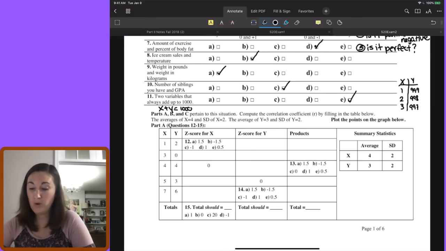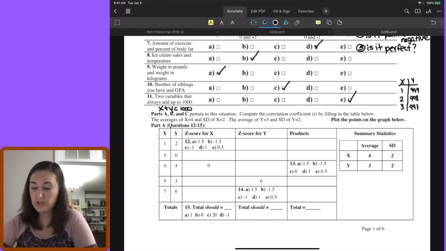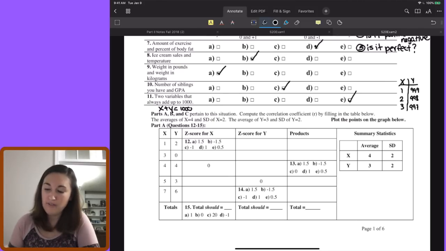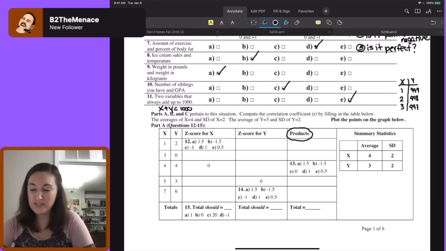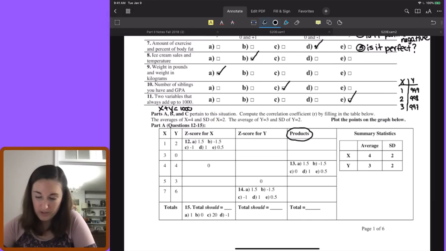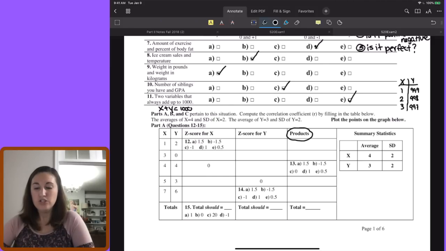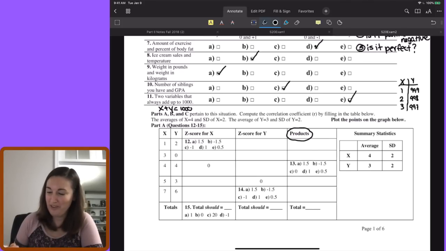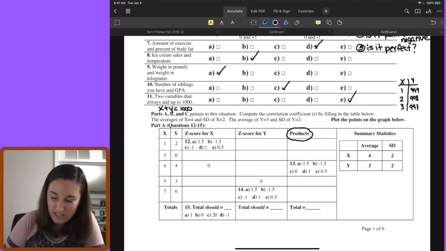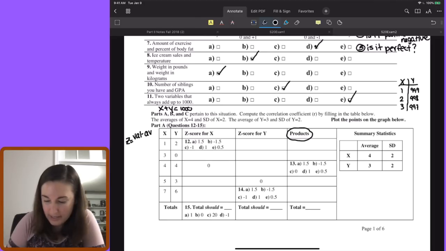Let's do your number 12. So in order to find the correlation coefficient, which is the average of the products, we can find all of the products of the z-scores and add them together and divide by, let's see, how many are there? 1, 2, 3, 4, 5. So I'm just going to go ahead and find all the z-scores for x first. So remember, the z-score formula from exam 1 is still and always will be value minus average divided by SD.